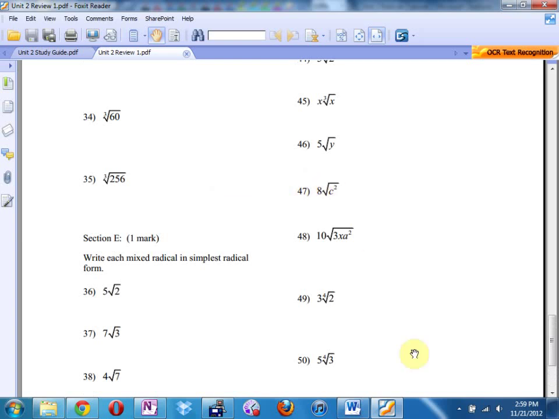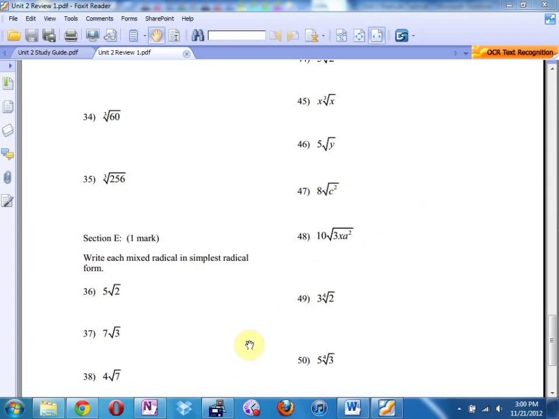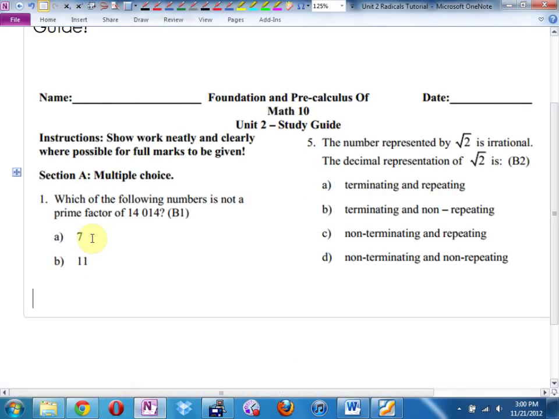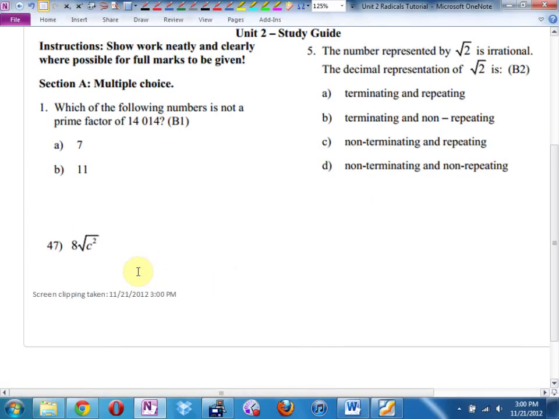So for writing as a mixed radical in simplest form, I'm going to pause for a second as kids walk in. 47, by the way, Rachel, this is a tricky question. So I would say to you, this is not like a nice, easy one. Okay? Come on, Mr. Dewick. 47. Yes, you can leave now.